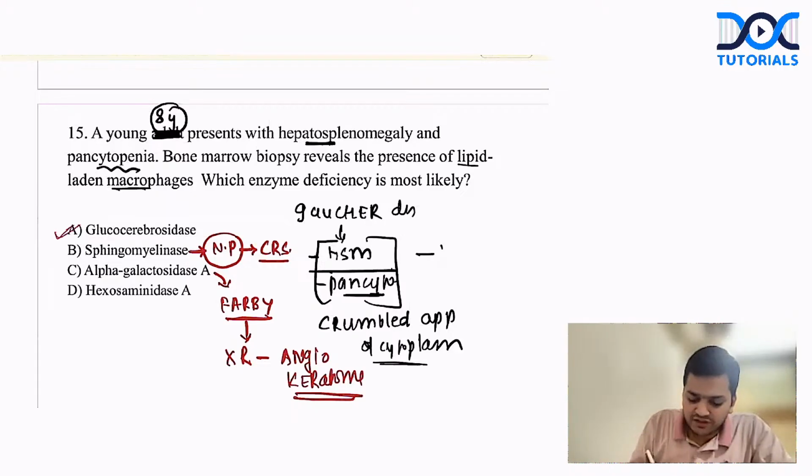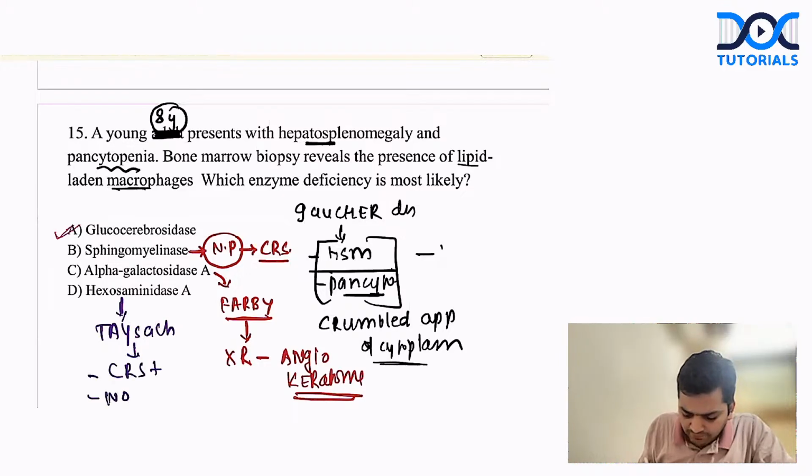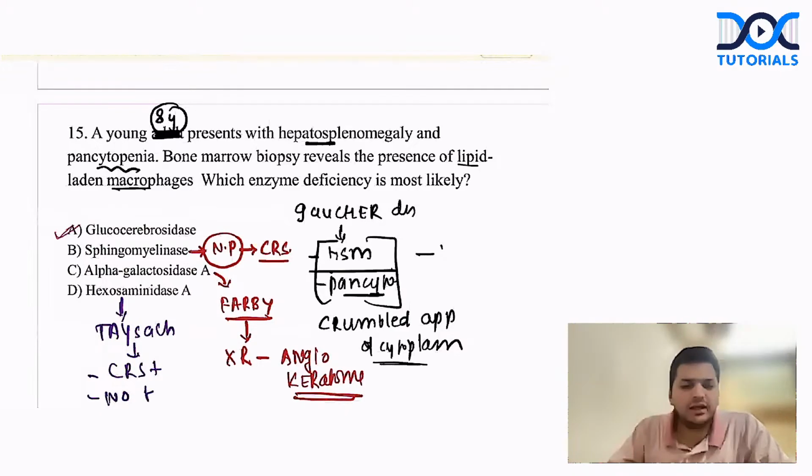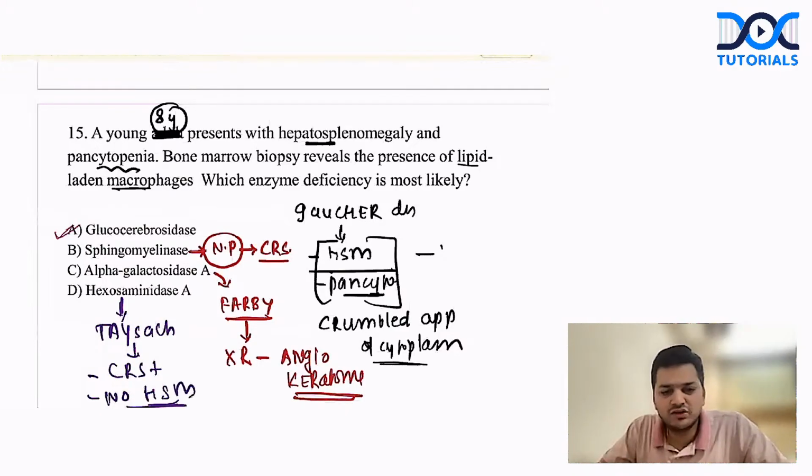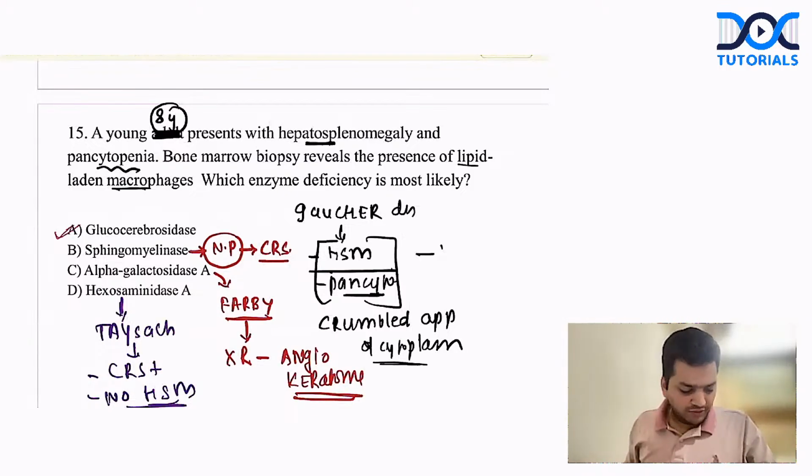Hexosaminidase A deficiency will lead to Tay-Sachs. And in Tay-Sachs, there is going to be the cherry red spot, but no hepatosplenomegaly. So this cannot be the answer automatically because hepatosplenomegaly was mentioned. So this cannot be the answer. Right? It's very good.